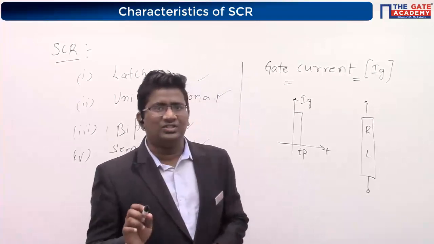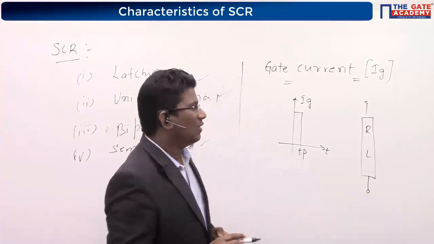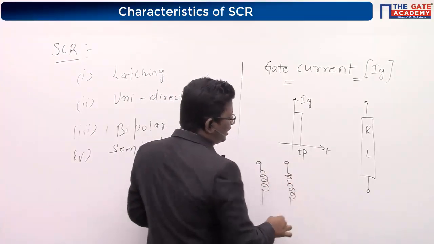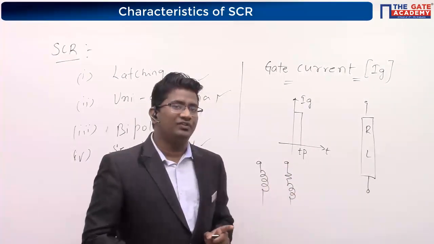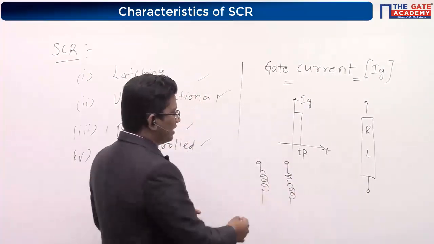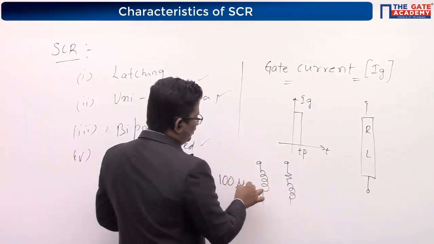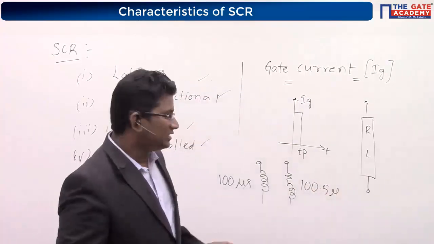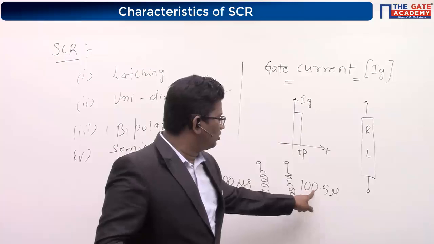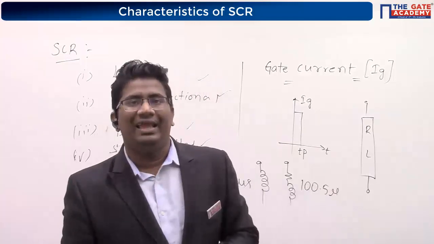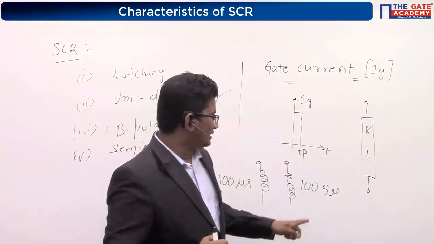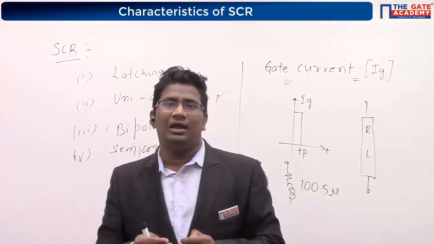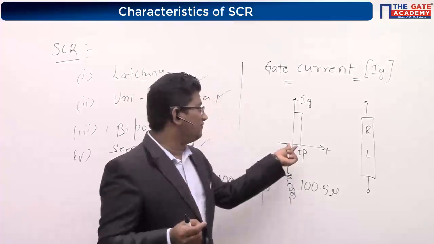If you observe, in the last lecture we have done 3 problems. One is with pure inductive, another one is R and L. The difference between these two is very, very small. For this case you got 100 microseconds, for this case you got 100.5 microseconds. Only 0.005 microsecond, a very small time. So adding a resistance will not have much effect on the pulse time.